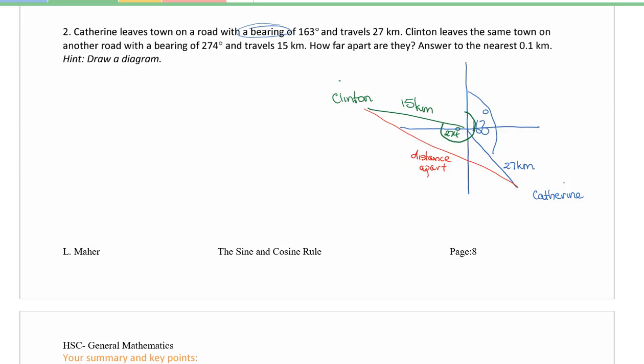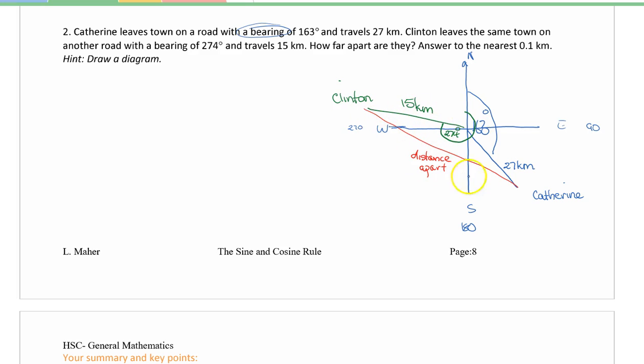Okay, so you can see that I've drawn my north, south, east and west. Catherine leaves the town. Here's Catherine ending up down here. She travelled on a bearing of 163. 163 comes between 90 and 180, so she's come down here in this quadrant for 27 kilometres. Clinton travels on a bearing of 274, just past west. Remember, west is 270. So 274 is up here in this top left-hand quadrant and travels for 15 kilometres.